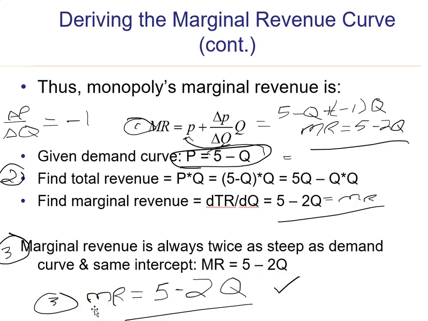This is a very important rule though, because if you cannot find marginal revenue, you cannot figure out where a monopolist maximizes their profits. Because recall, marginal revenue needs to equal marginal cost at the profit maximizing Q star, the profit maximizing output. So you've got to be able to construct this marginal revenue curve. Very, very important.